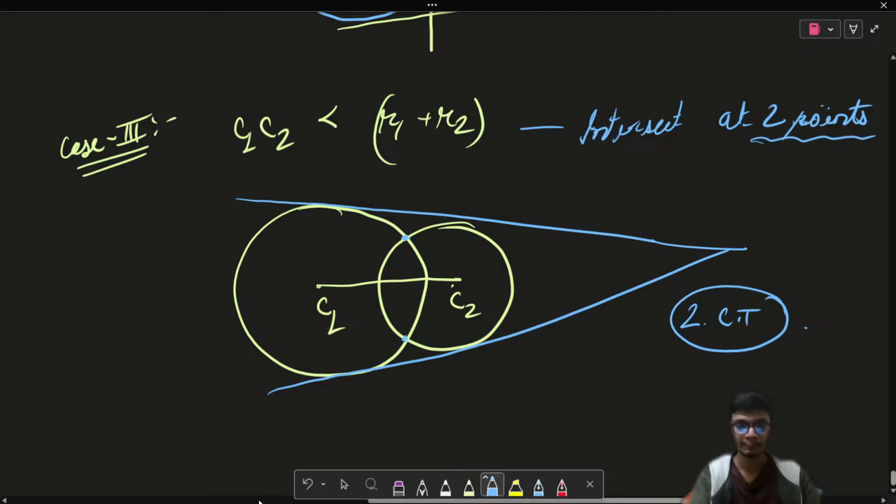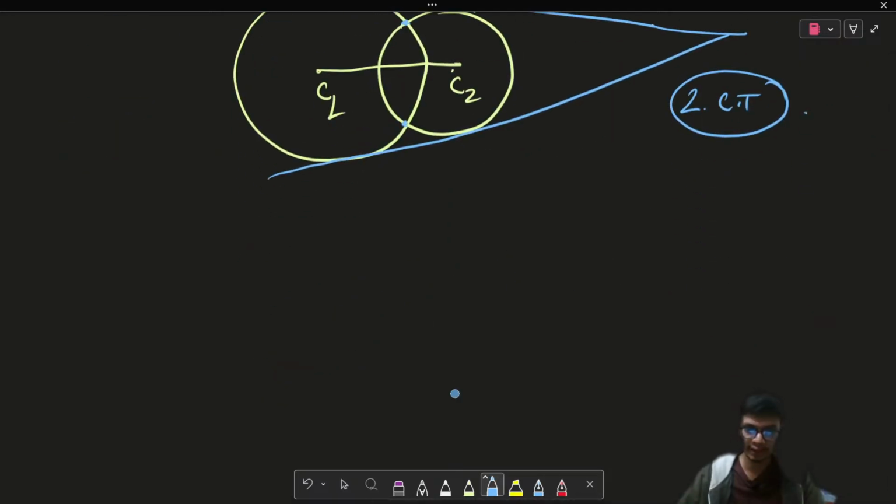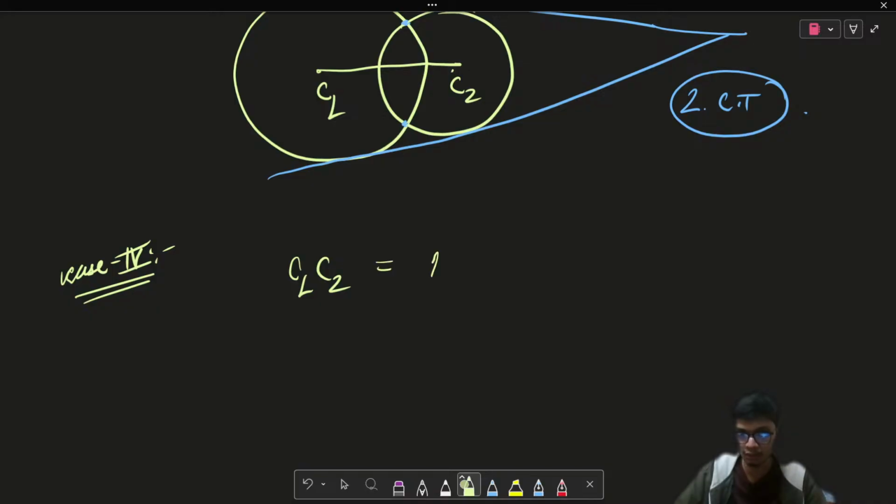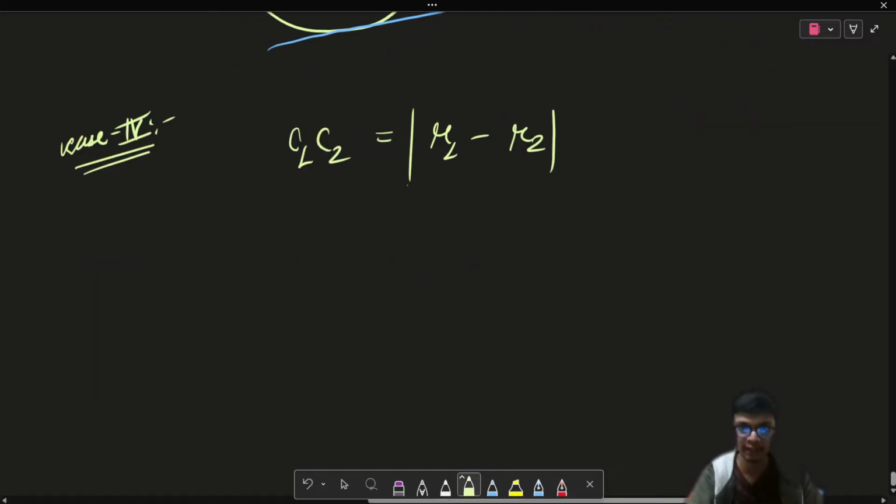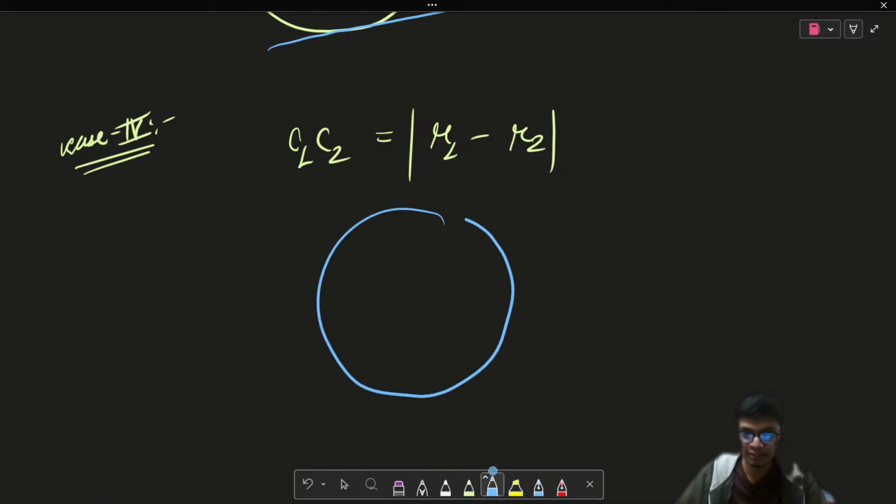And lastly, we might also have this particular case where my C1C2 distance, the center to center distance, is equal to the difference of the radii of the two circles. What is this case denoting? This case actually denotes that one of the circles is lying completely inside the other circle, right? Something like this.